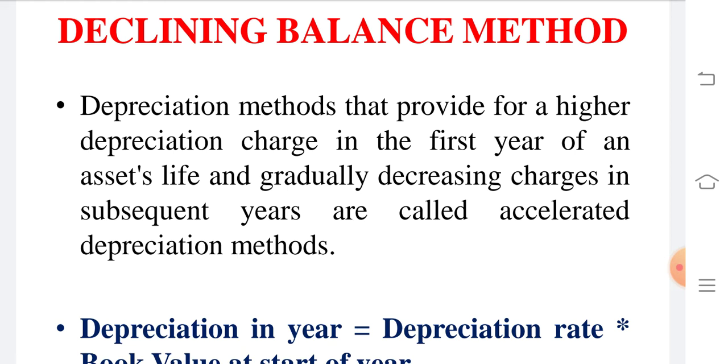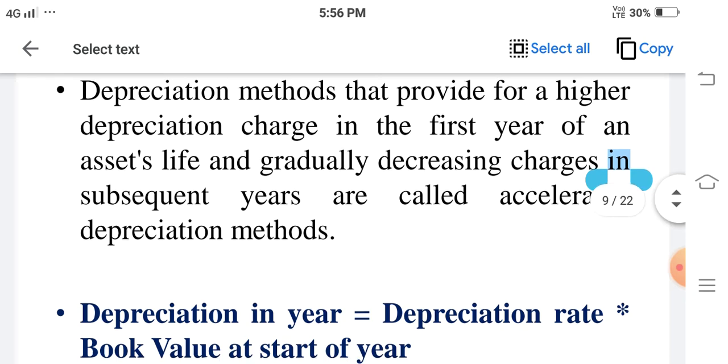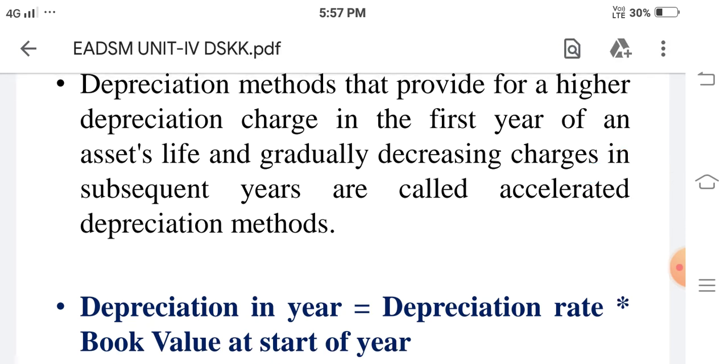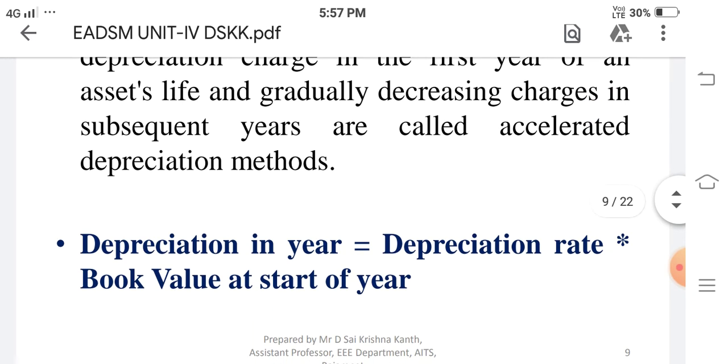It is also called the double declining balance method because, in the case of straight line depreciation, if it is depreciating at a rate of 20% per annum, here it is going to depreciate at a rate of 40% per annum. So here I am going to explain with an example, so that you can have some clarity.